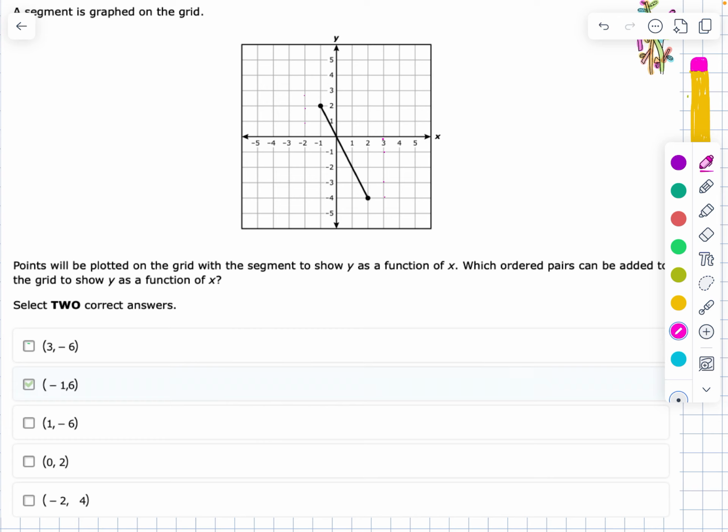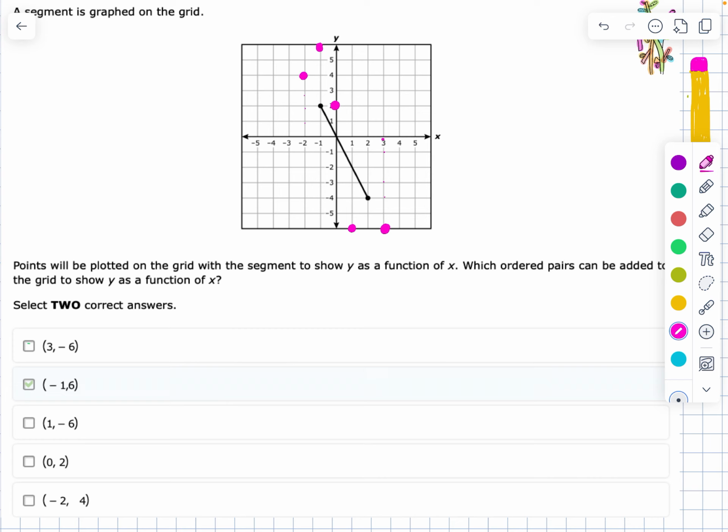So I started plotting. I'm going to plot 3, negative 6. 1, 2, 3, and go down 6, which is right there. And then negative 1, 6 is here. And then 1, negative 6 is here. 0, 2, and then negative 2, 4. 1, 2, 3, 4. Okay, those are my points.